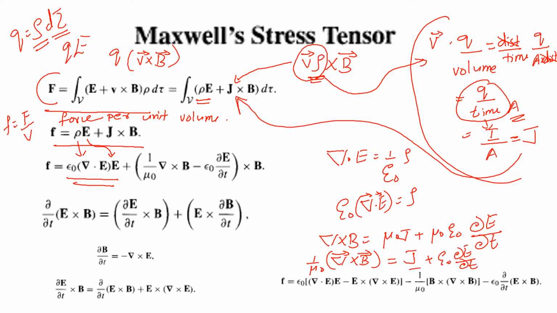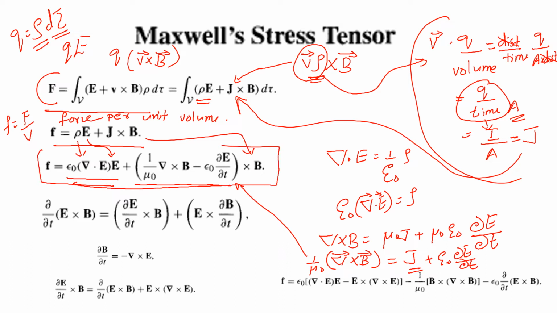Now from here, what will be J? You take the second term to the left side, then it becomes minus epsilon 0 dou E by dou t. So that is used here. Instead of J, this entire term: 1 by mu 0 times del cross B minus epsilon 0 dou E by dou t, cross B. That is already there. Now let this expression be there.